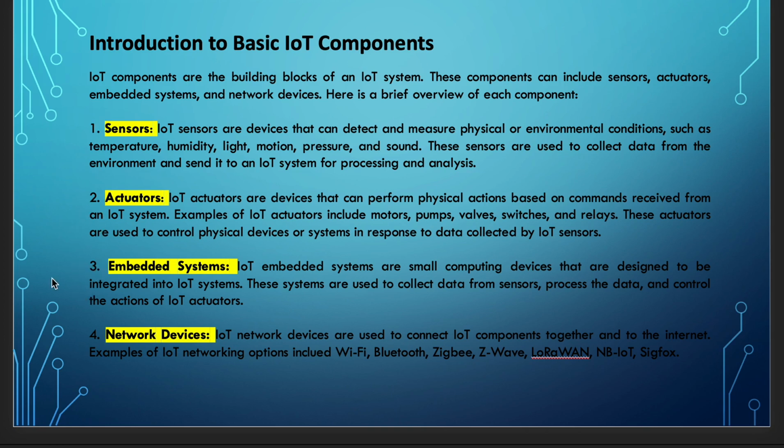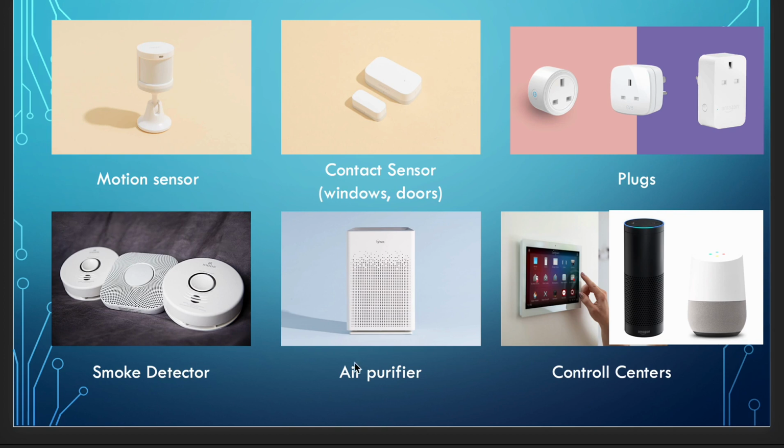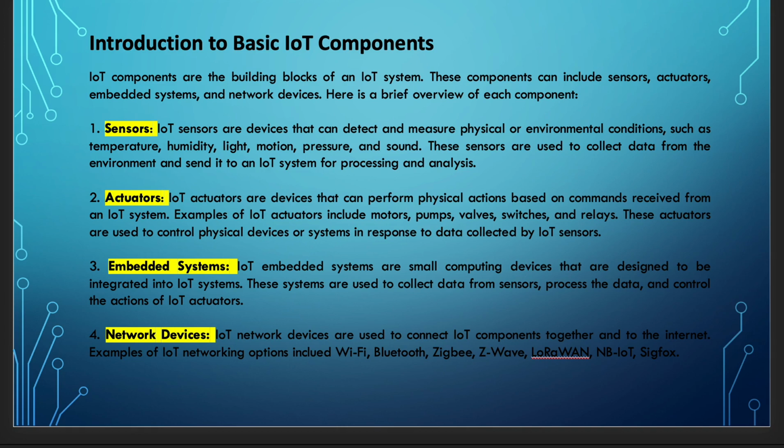These four components are the physical components that a person can see when looking into an IoT device. If we open up one of these devices, what are the components that we would see? We will see sensors, actuators, embedded systems, and network devices. We talked about what they are and what their roles are.